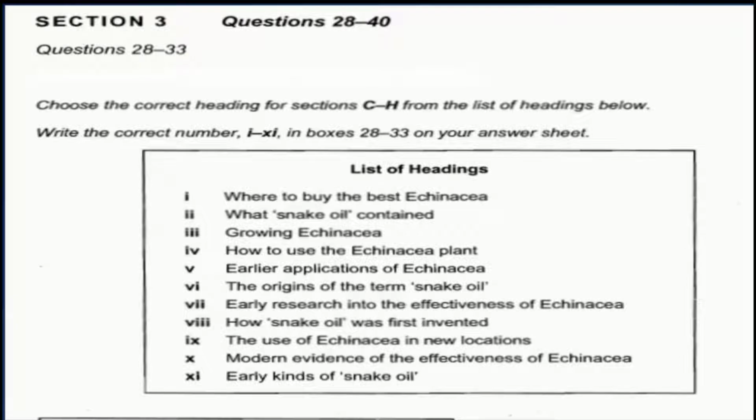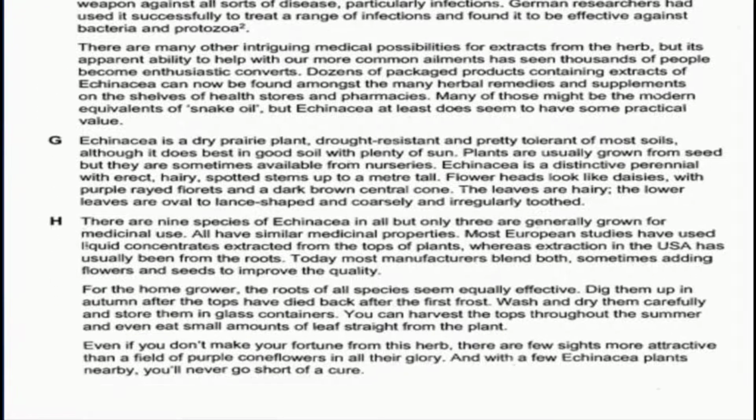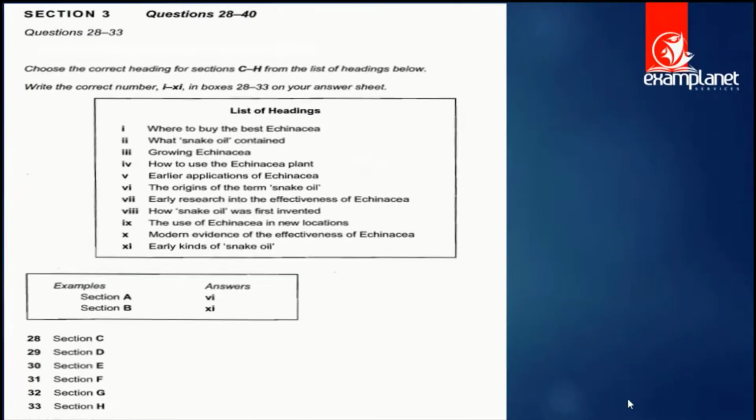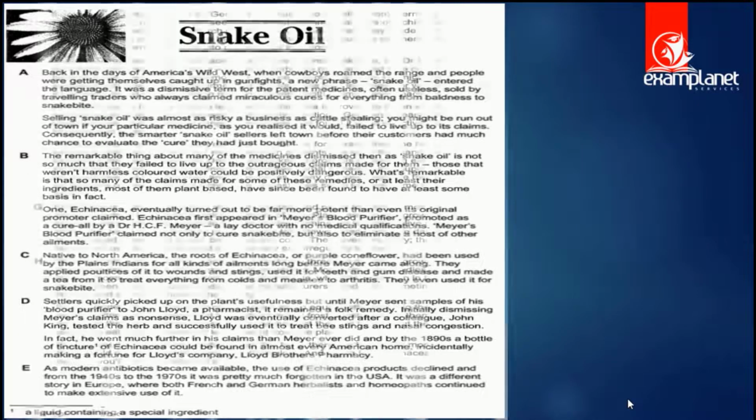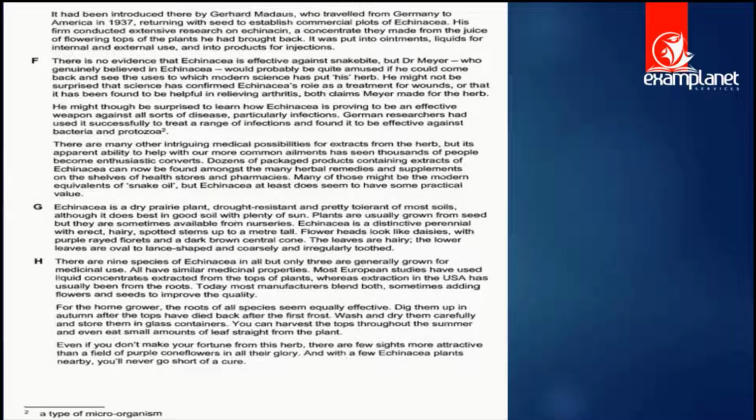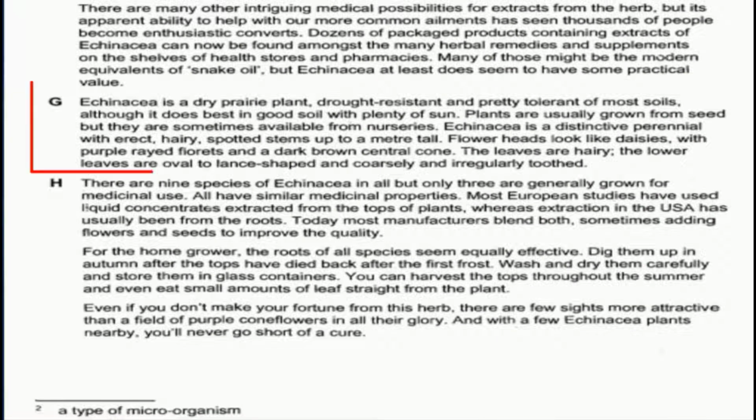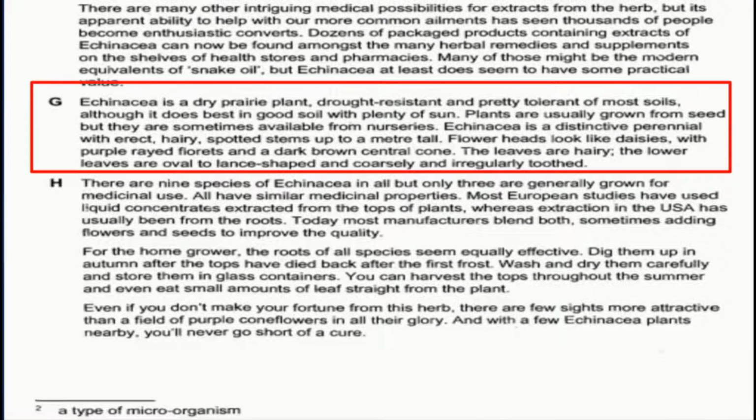Apparently, it should be Roman figure 10. Modern evidence of the effectiveness of echinacea. Let's now look at section G. Everything about paragraph G tells us about the growth, how to grow echinacea.